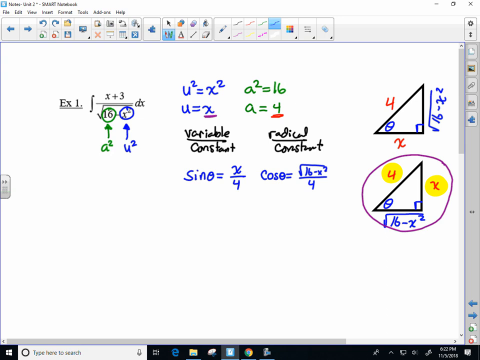All right, so substitution. Well, we got a lot of things to sub out. If we're using a trig substitution, what we want to do is we want to get rid of all the x's and replace them with thetas.